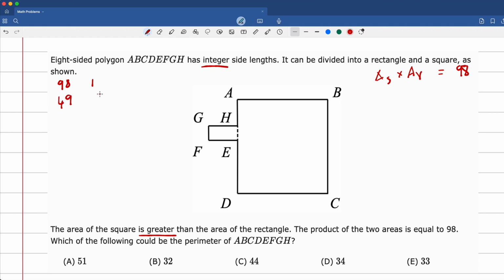49 and 2 is another factor. You also have, it's not 4, you have 7. 7 times 14 is also another factor. What else can we look at? I think that's about it. You have these factors because 98, remember, is 1 times 2 times 7 times 7.